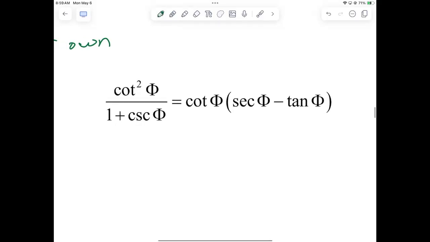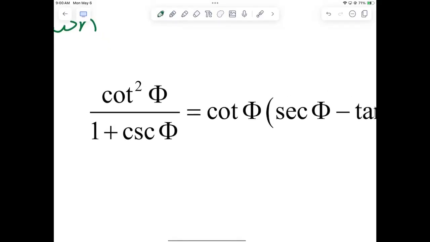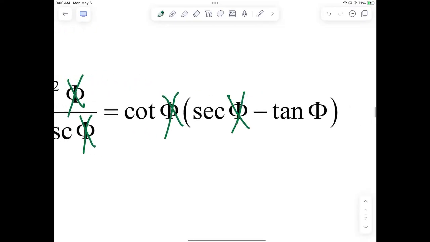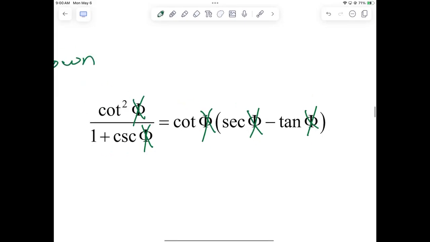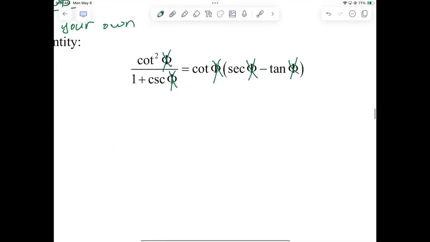Okay, we are proving this identity. This variable is phi. If you don't like phi, in fact, I'm going to change it to x. This is a strategy that you can do. Just change it all to x. And then I draw the line down the middle. If you do change variables, make sure you change it in the beginning.